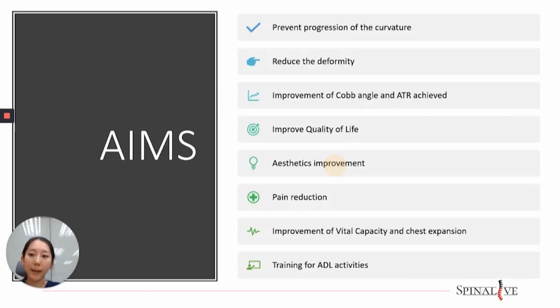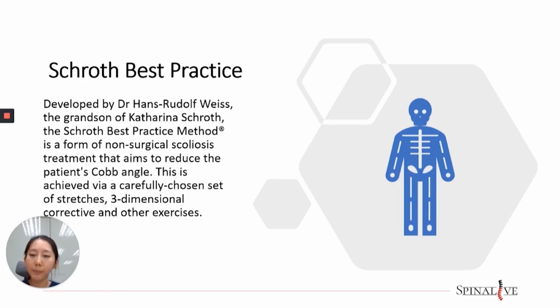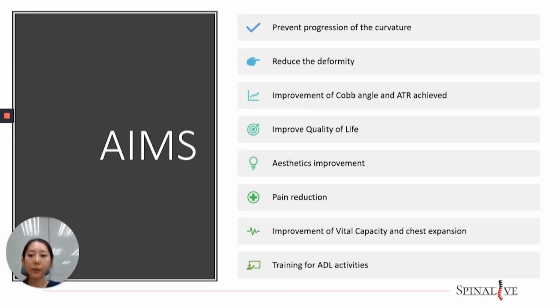The next one would be Schroth best practice. Schroth best practice was developed by Dr. Hans-Rudolf Weiss, who is the grandson of Katharina Schroth. This is also a non-surgical scoliosis treatment that aims to reduce the Cobb angle, and it is also three-dimensional, but these exercises focus more on overcorrection of the spine to the opposite side.